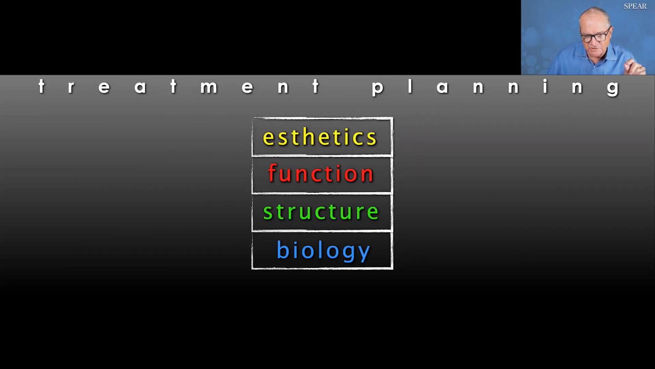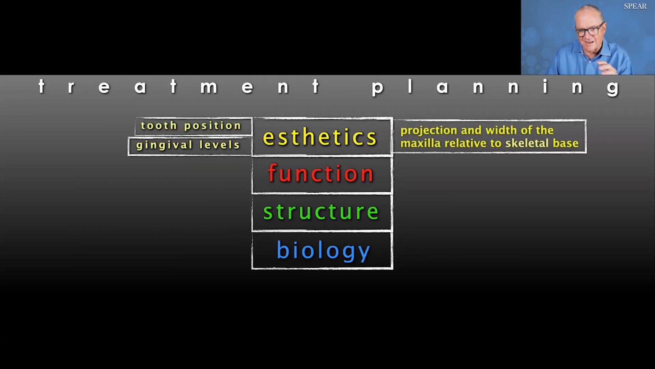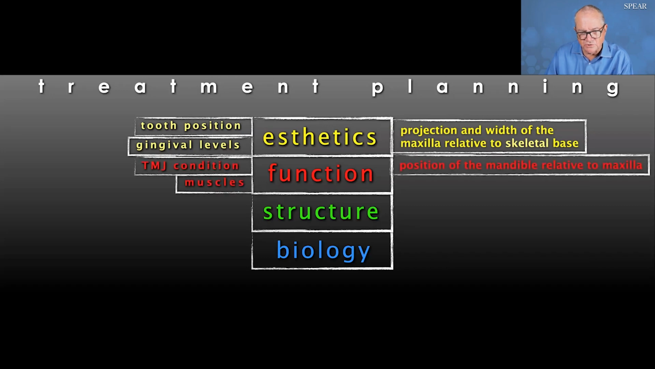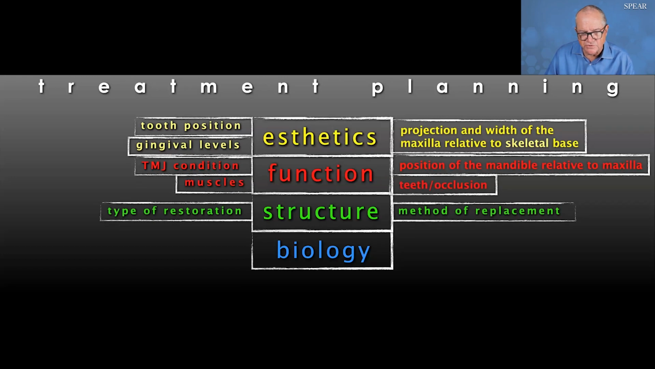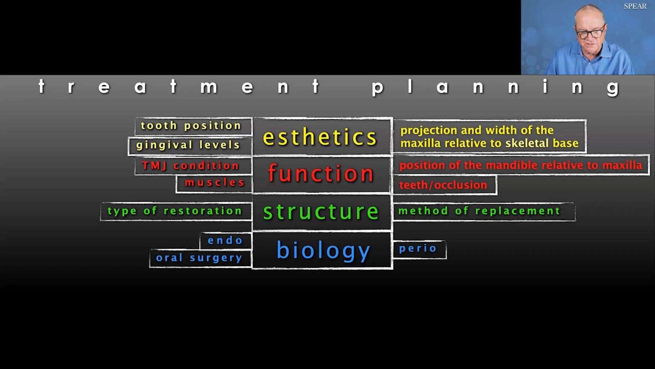We do aesthetic treatment planning first because that establishes maxillary tooth position. Just like you would never set a lower denture before you would set an upper denture. You have to set the upper denture so you know what the tooth position is. Then we can do occlusion. Then we can figure out which teeth need to be restored or replaced and how we're going to do it. And then we can figure out which teeth need endo, perio, oral surgery.